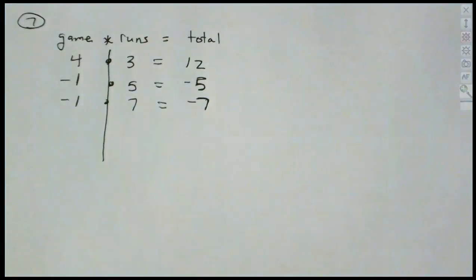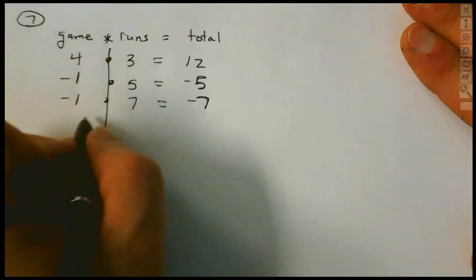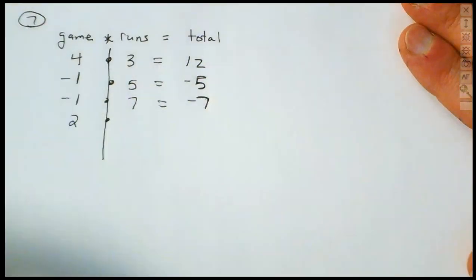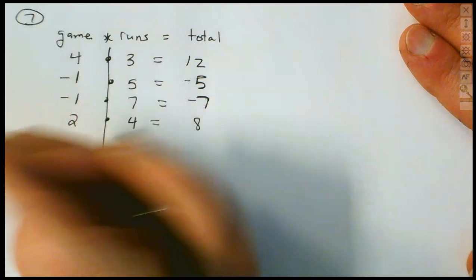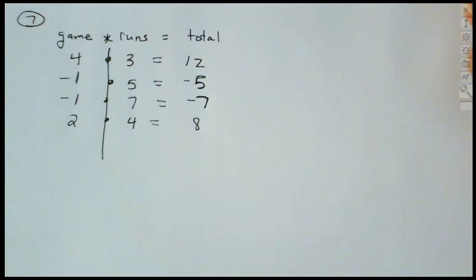And then they finished the season by winning the last 2 games. So they won those by 4 runs each. And 2 times 4 makes it now an 8. So what do we have? We add them together.